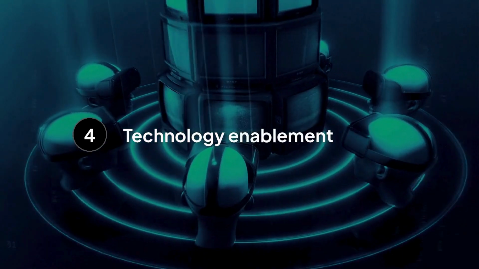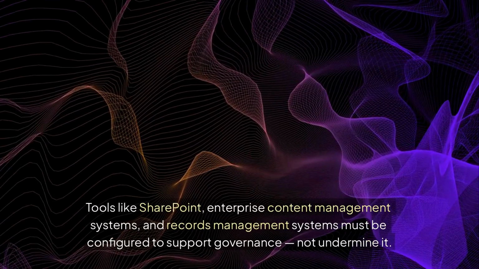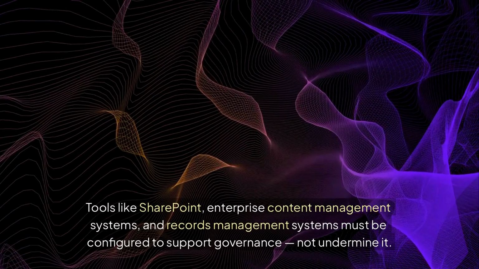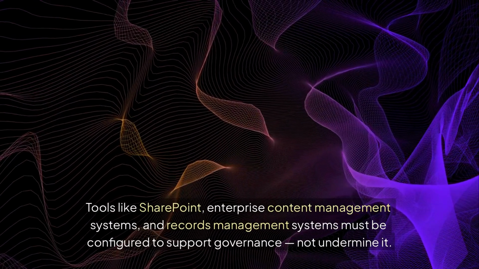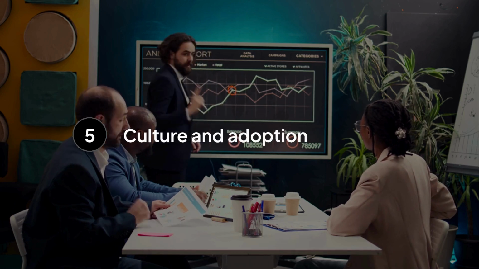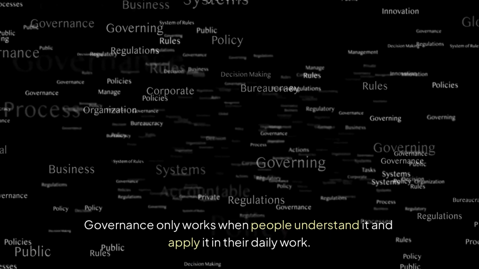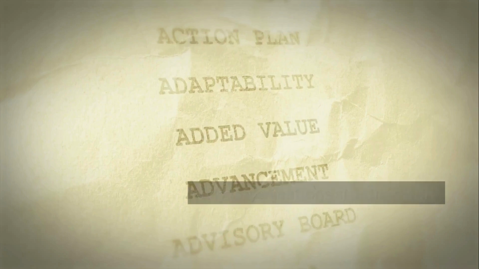Fourth, technology enablement. Tools like SharePoint, enterprise content management systems, and records management systems must be configured to support governance, not undermine it. And finally, culture and adoption. Governance only works when people understand it and apply it in their daily work.